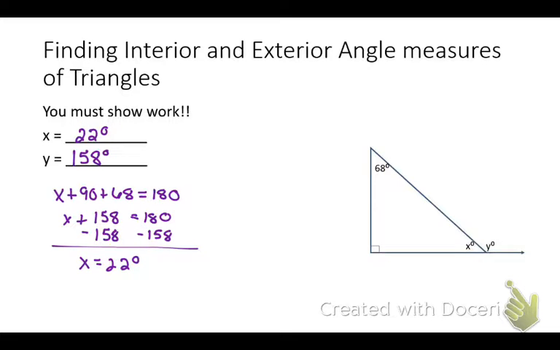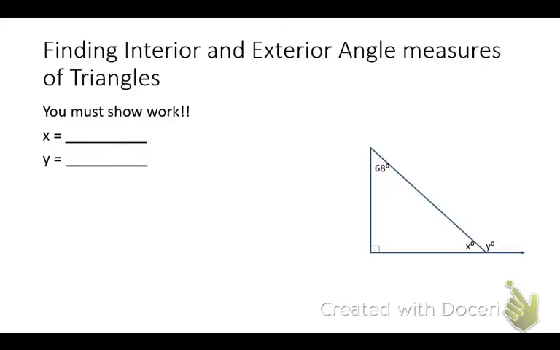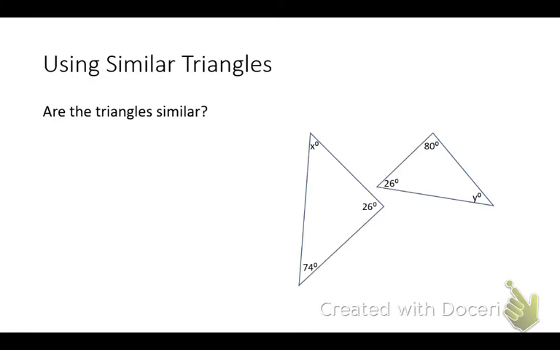All right. Okay, next question. Using similar triangles. In first hour, I had kids doing all kinds of weird things to try to prove they're similar. To prove they're similar, you have to solve for either X or Y. There are other ways that you can make the connections, but I want to see you solving for either X or Y to prove the similarity.